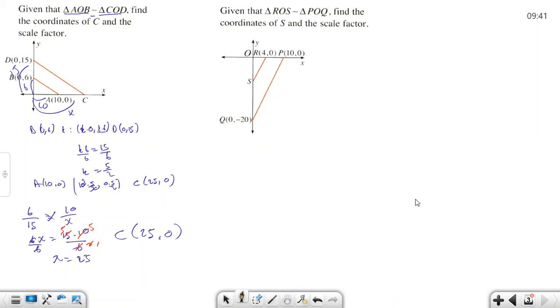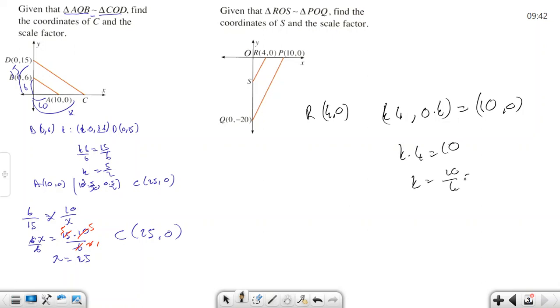Okay, let's continue. The next question will be the last question. Again, the same kind of question, so I can find the scale factor. Point R is (4, 0). So k times 4 and 0 times k equals (10, 0). 0 times k is 0, it doesn't matter. So k times 4 equals 10, k equals 10 over 4. When you simplify it, 5 over 2.